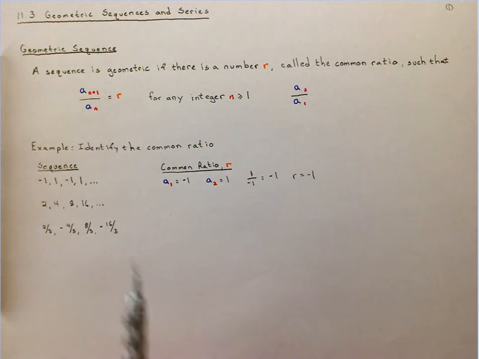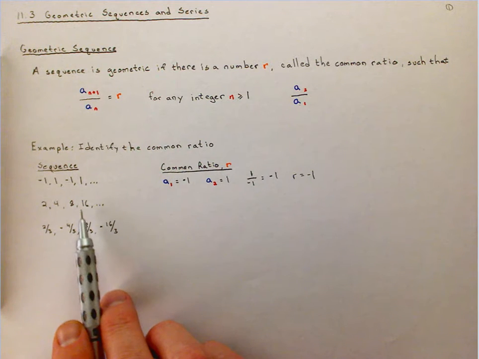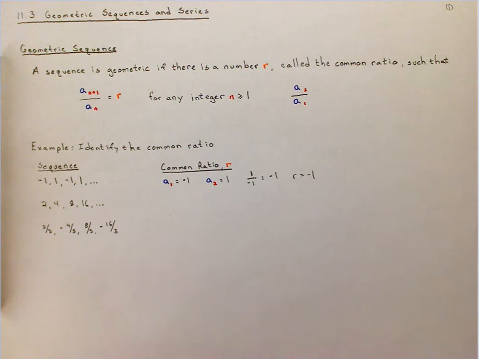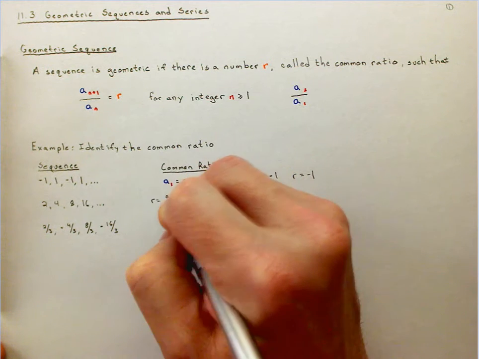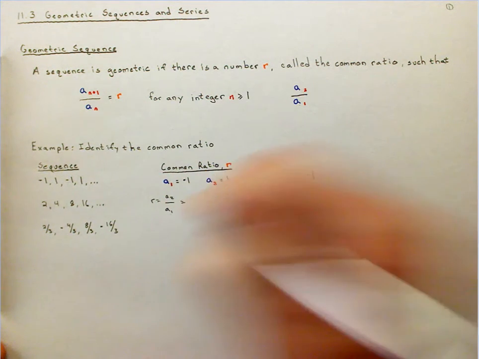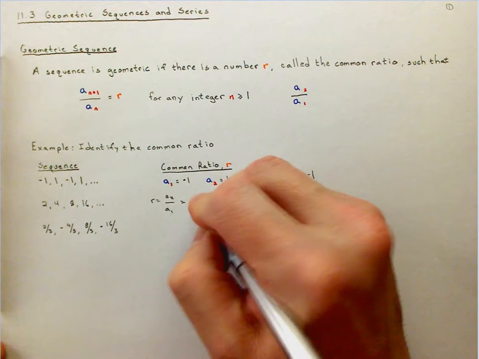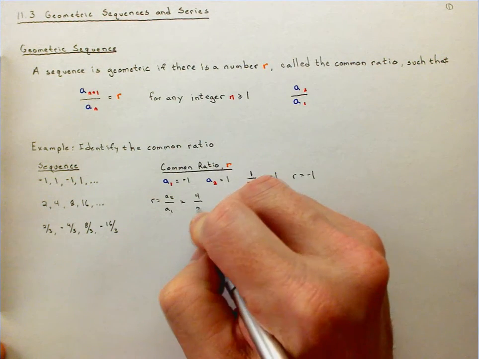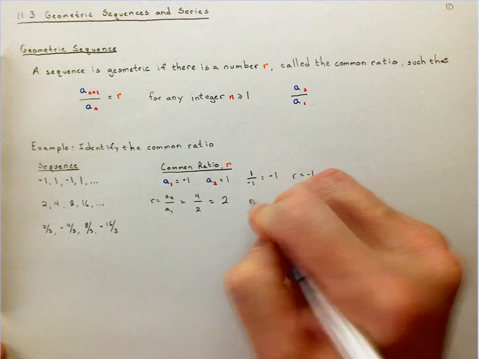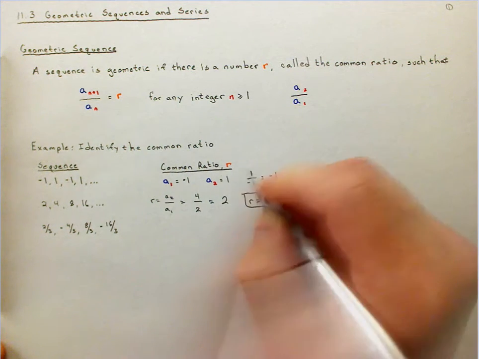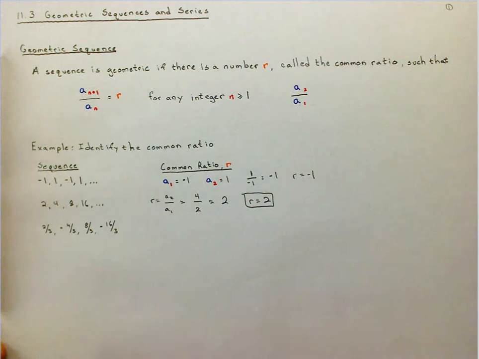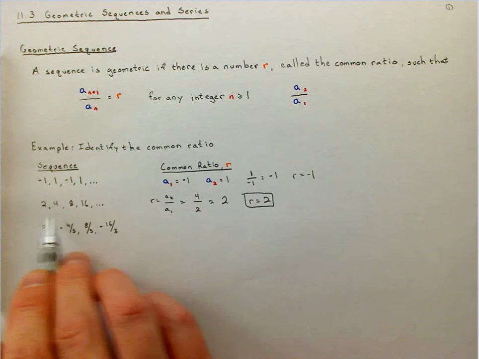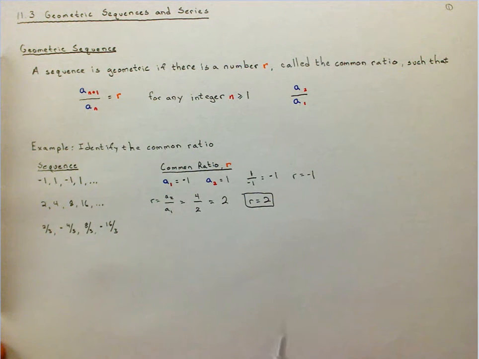So pause the video and then identify a sub 1 and a sub 2 and then find r. Alright, so what I'm going to do is I know that r equals a sub 2 divided by a sub 1. A sub 2 is 4, a sub 1 is 2, so r equals 2 for this one. Meaning 2 times 2 is 4, 4 times 2 is 8, 8 times 2 is 16. I could not get that by just adding or subtracting how each term changes in the sequence.